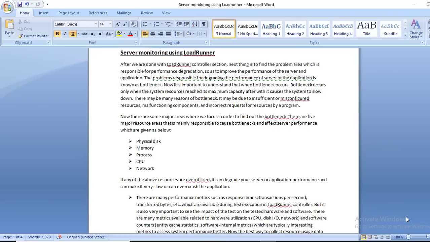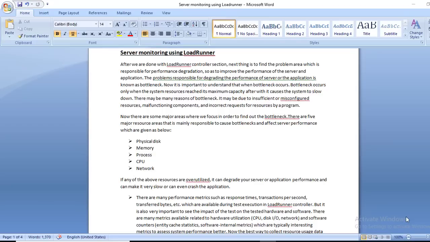We saw in an earlier section that when we create a goal oriented scenario, we set some of the goals, whether it is hits per second or pages downloaded per second or transaction time or whatever it is. To achieve that performance goal, we have to identify the problem. To improve the performance, we have to find the problem area. We have to optimize the system.